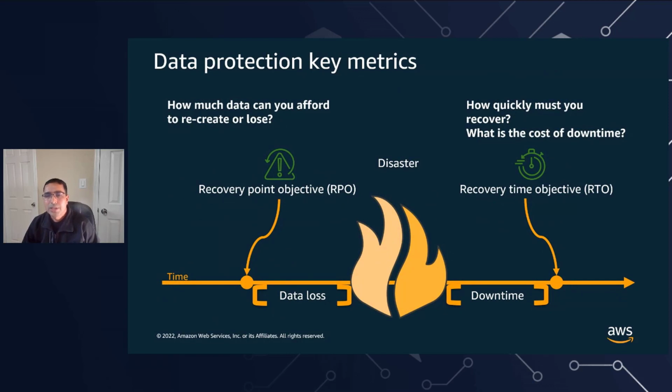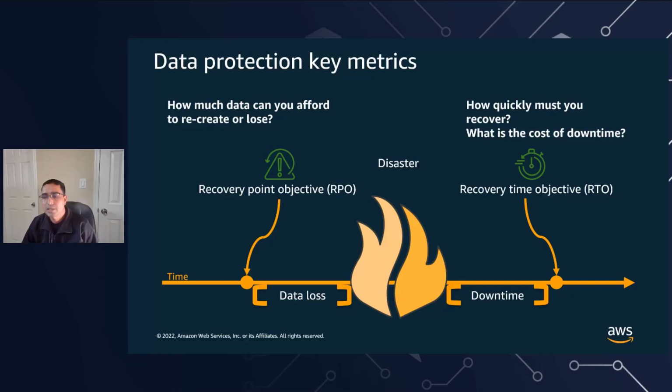When we talk about data protection, we need to understand two key metrics. One is RPO, which is recovery point objective. The other is RTO, which is recovery time objective. How much data could one afford to lose, which is measured in time? This is called the recovery point objective. Let's say you had a disaster event happen at noon, 12 p.m., and the RPO is 1 hour. That means the system needs to recover all its data that was in the system by 11 a.m.